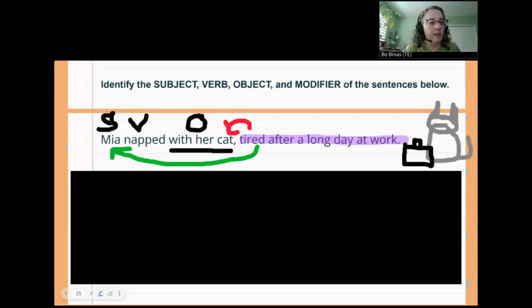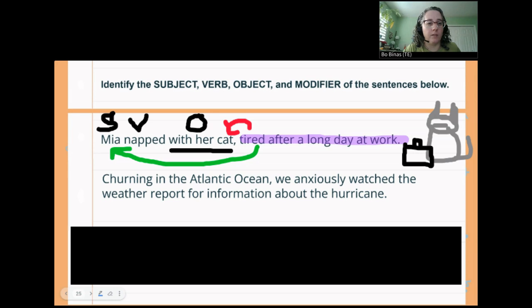Yeah. Okay. Let's try another one. I really like this next one. Okay. And I'm going to move this arrow so I have some room. Good. Okay. Churning in the Atlantic Ocean, we anxiously watched the weather report for information about the hurricane. So let's label our subject, verb, object.